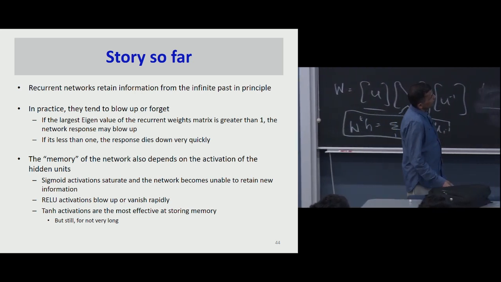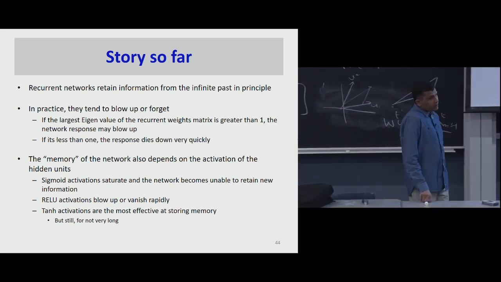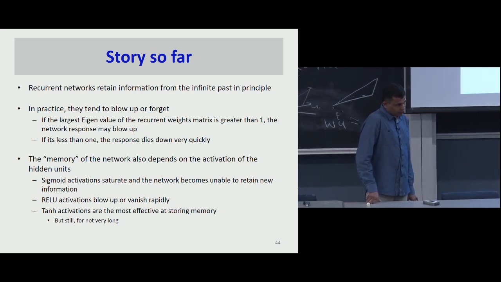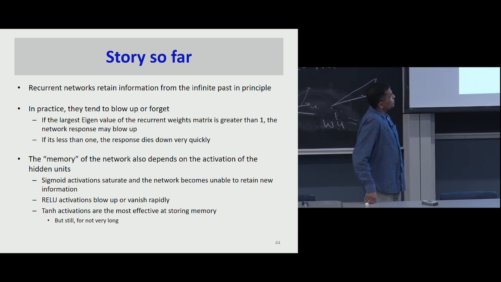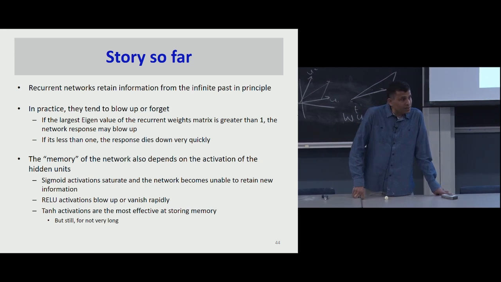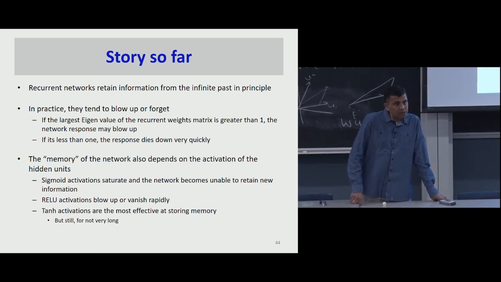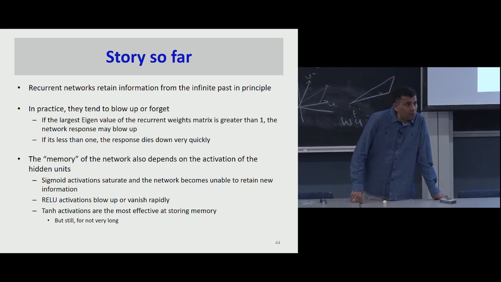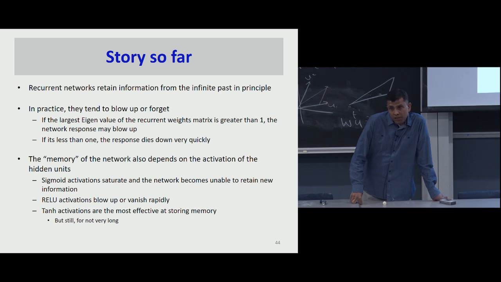So here's the story so far. Recurrent networks retain information from the infinite past in principle. In practice, they tend to blow up or forget. The memory of the network depends largely on the weights, the principal eigenvectors of the weights matrix, and also on the activations if you have nonlinear activations. And these can have a much more significant effect on what is remembered than the input itself, which makes the memory behavior of the recurrence somewhat suspect, right?